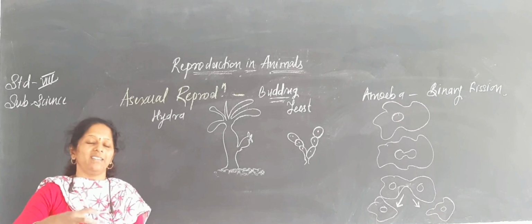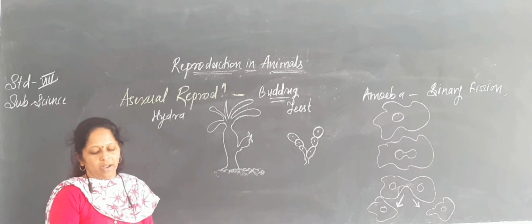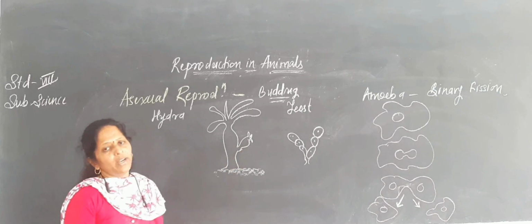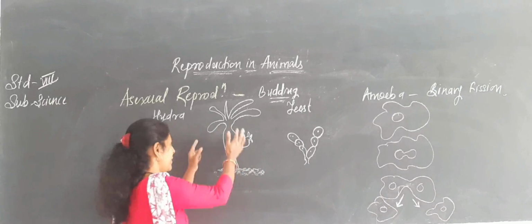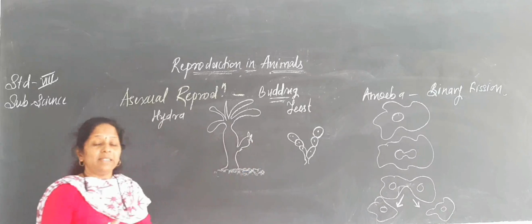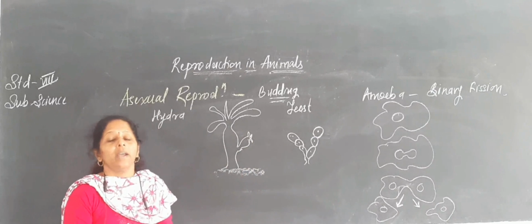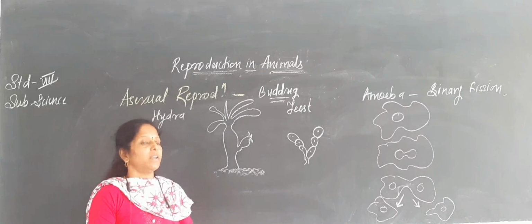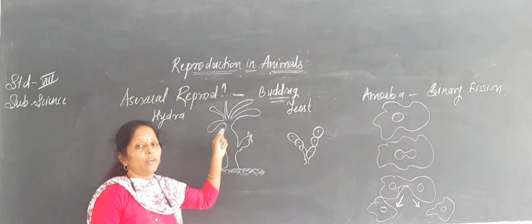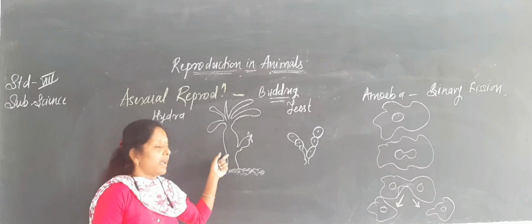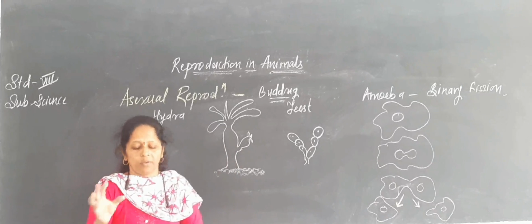Buds are coming out, and that is the formation of a new individual. In each hydra there may be one or more buds coming out. This is the body of a hydra, and one or more buds come out from it. When you observe the hydra, a water animal, with a hand lens or microscope, you can see small bud structures coming out from the body.